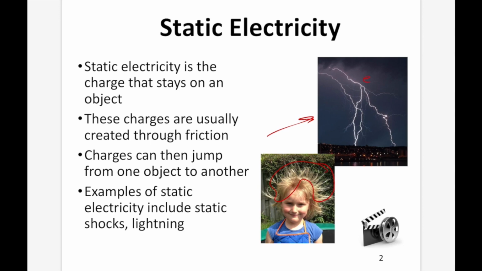In terms of lightning, you're going to get a large buildup of electrons up in the cloud, and then all those electrons are all at once going to jump down to the slightly more positive ground.